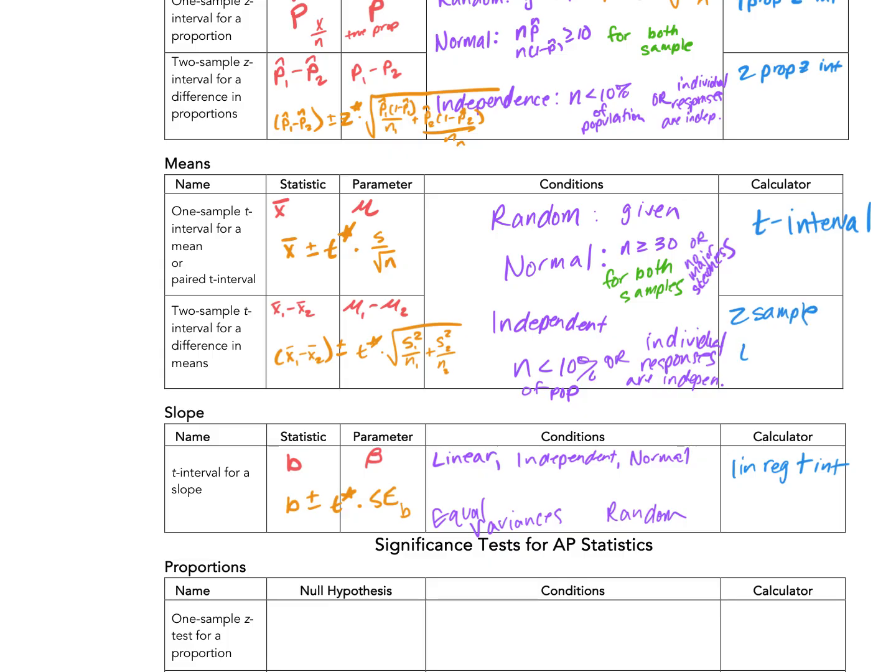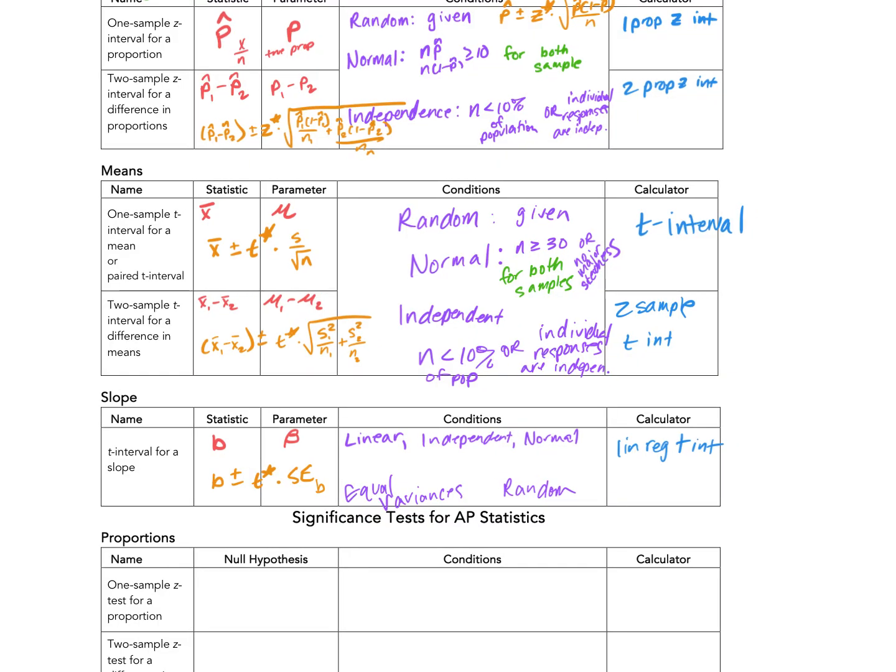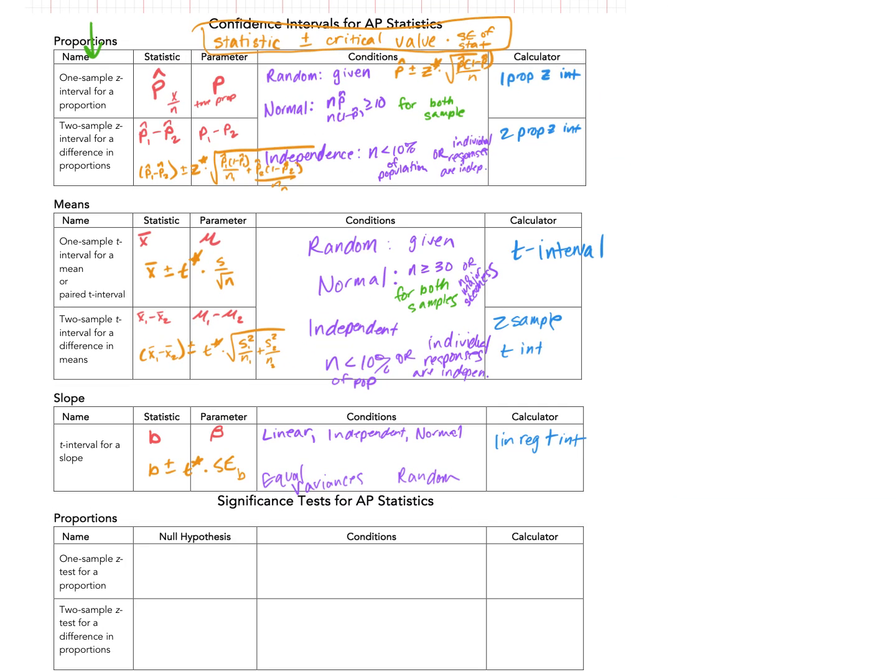This is a 2-sample t-int. So as we're looking at this, if I go over to tests, you can kind of get a feel for everything, right? There's the 1-prop z-int. There's the 2-sample t-int.